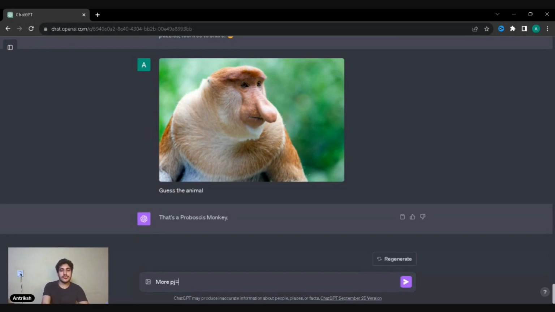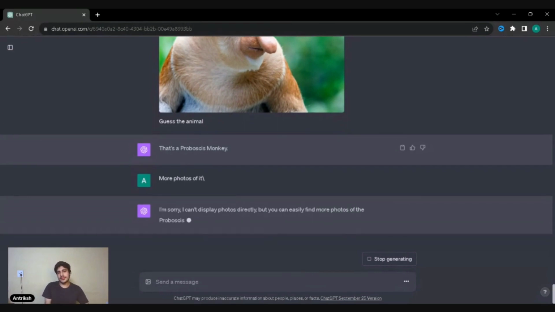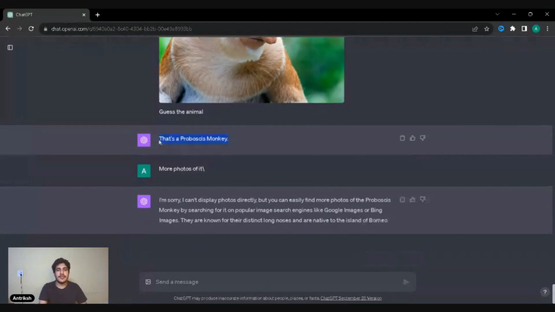More photos of it. Let's see if it can do that. I'm sorry, I can't display photos directly, but you can easily find more photos of proboscis monkey. Of course, you need to switch on the plugin, right? So let's see about that.